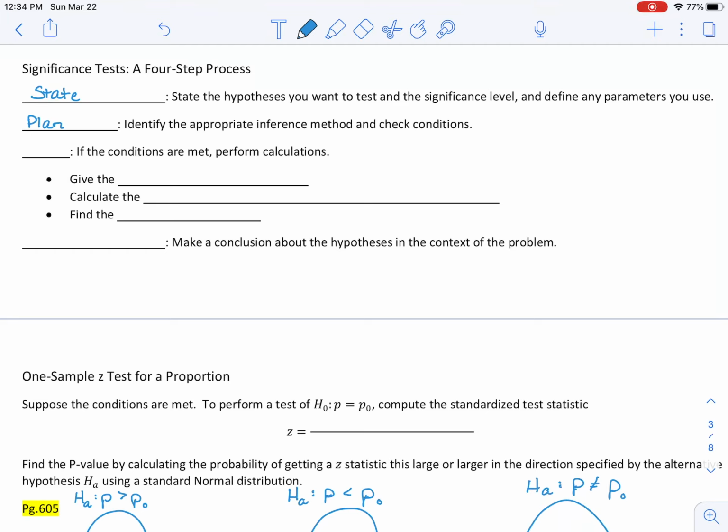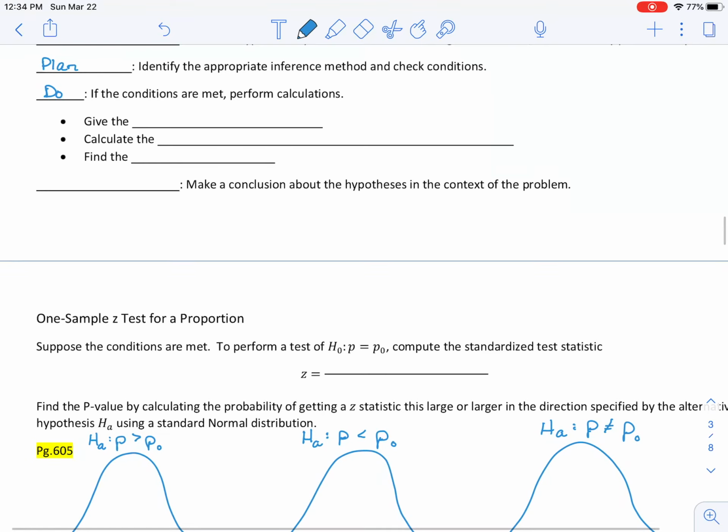The do step is when I didn't list out my conditions, did I? Sorry, either way, we have them listed earlier. Do make sure you check all 3 conditions. For the do step, there are still 3 things that you're going to be doing. You're always going to give what your sample statistic is. So this is just being very clear. They took a sample. Here's what they got in this case for p hat.